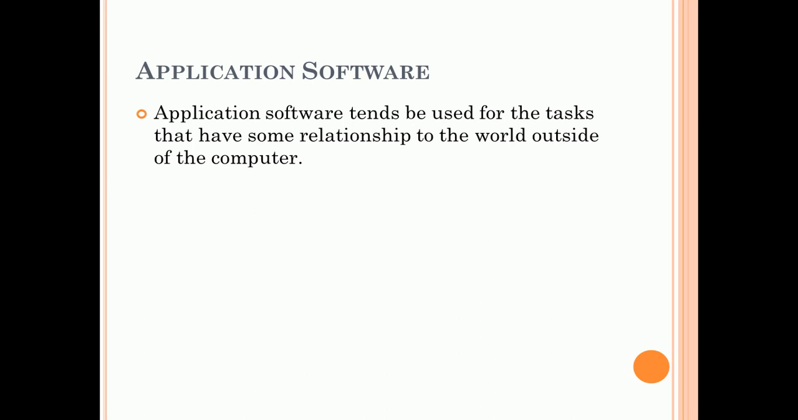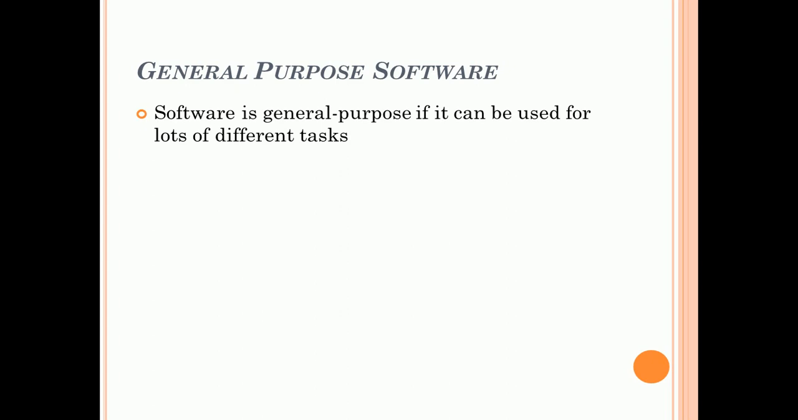Next, the application software. Now, the application software, which the user uses, is called application software. First, these are classified as general purpose computer software. In this, the software is for all the tasks, a lot of different tasks. It is general purpose and can be used for a lot of different tasks.